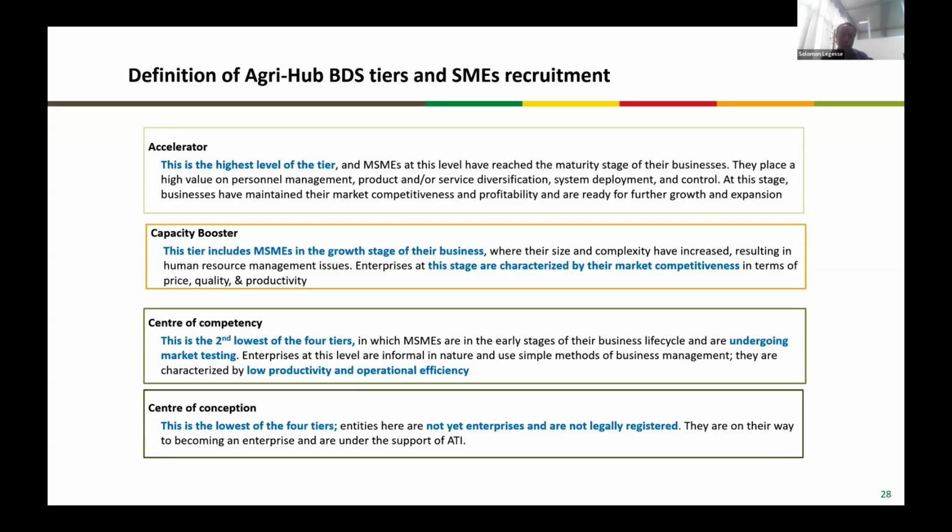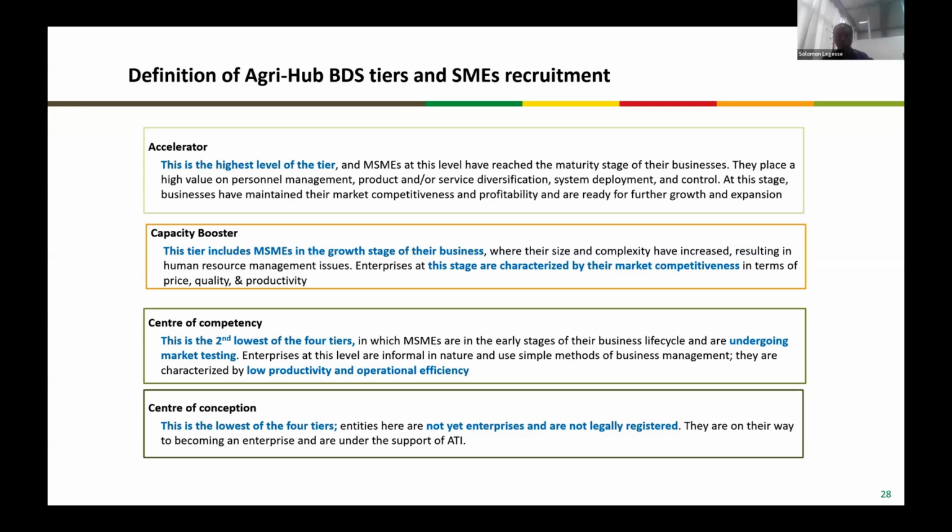We have the capacity booster, which is for growth stage SMEs. We provide some kind of training that makes them more competitive in the market, since they are in the growing stage. And we have the second level, the competency level, which has similar or more SMEs than the third one. In this tier, we undergo market testing of these SMEs, and most of them are transferred from the previous tier.